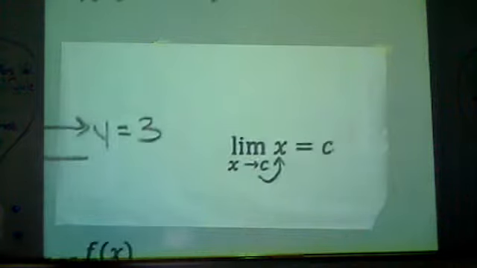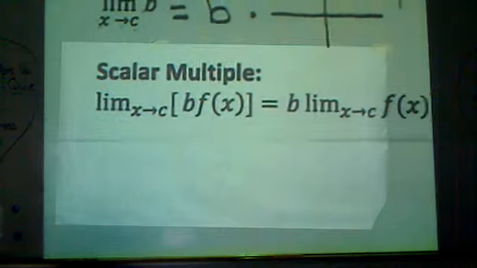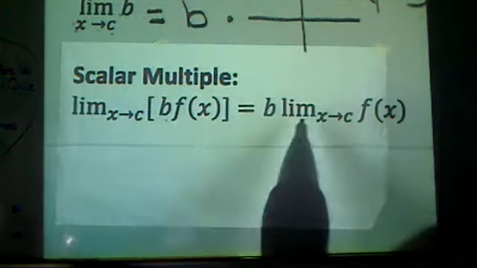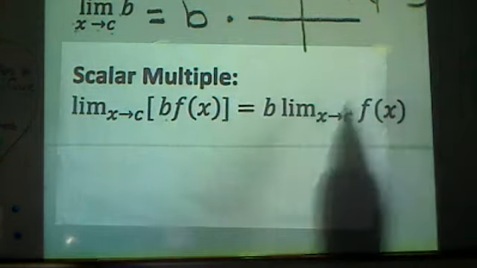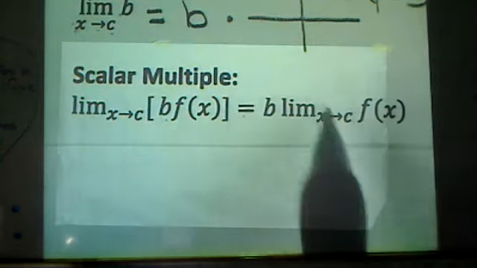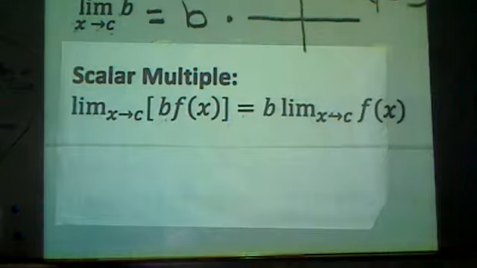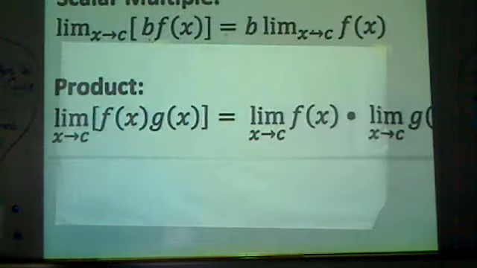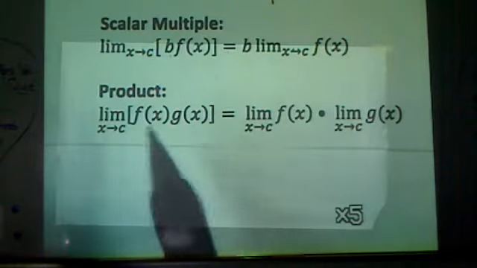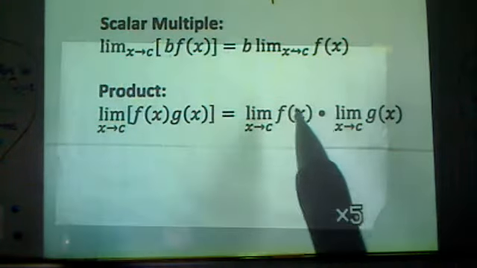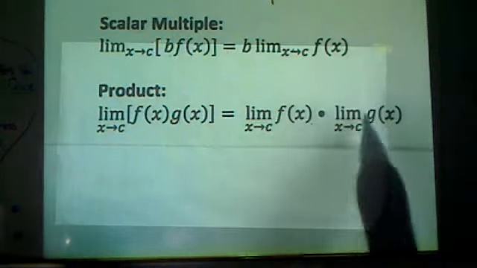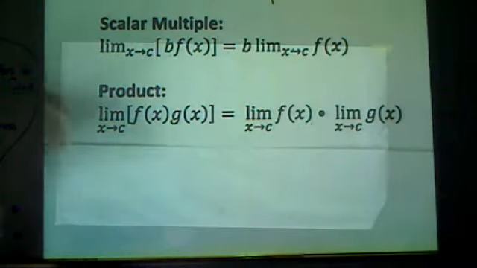Couple of other rules. Scalar multiple. Notice that if you're multiplying a function by some number, you can simply pull that number out to the front, find the limit, and then multiply it by that number. Product rule. If two functions are multiplying together, then you can split them up, find each limit individually and then multiply those two limits together.